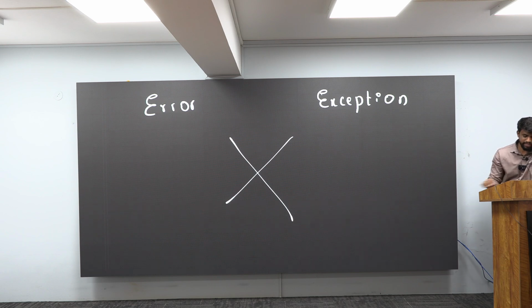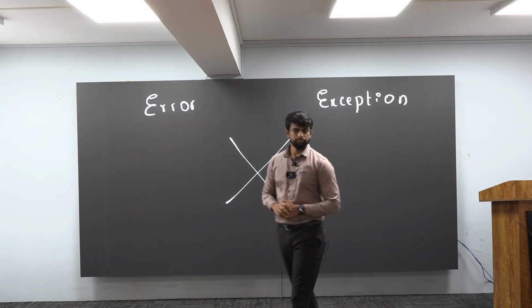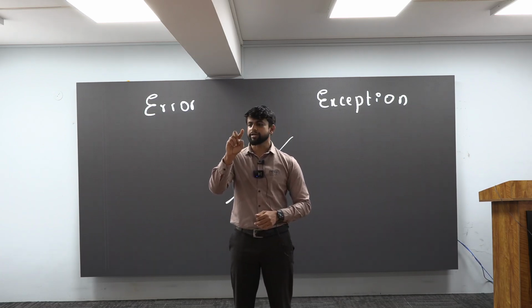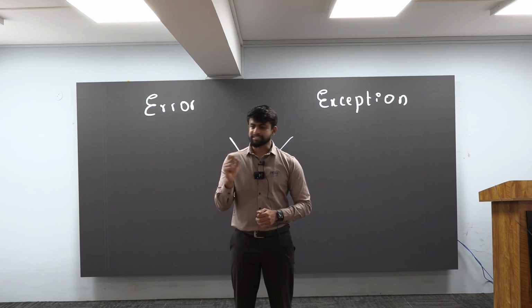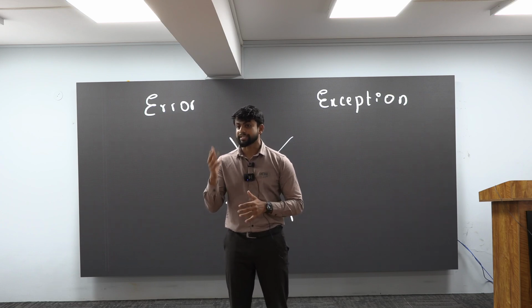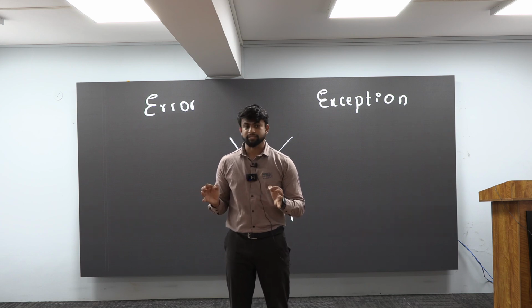What is the difference? If you want to know, you have to attend my tomorrow's class. You will get to know. Actually speaking, there are two types of errors: compile time errors and runtime errors. Exceptions also, it is not only the runtime exception, even at compile time an exception can happen. And those exceptions are known as checked exceptions.